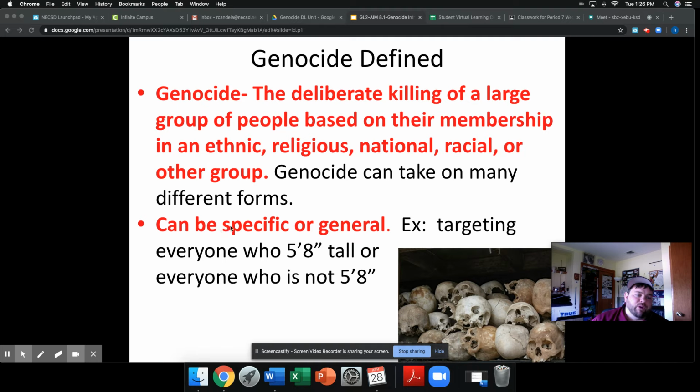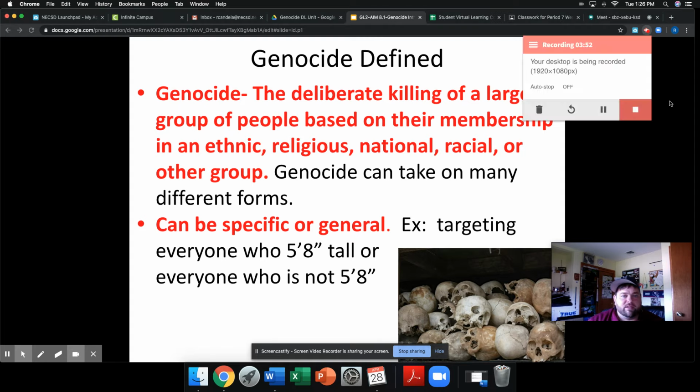So as you move forward, you'll be able to see some of these examples. So for today, what I want you guys to do is just take a look at the document that kind of outlines exactly what genocide is and what the different forms are that it can take, and use that document to complete the worksheet. And as usual, I'm here if you guys need me, all right?